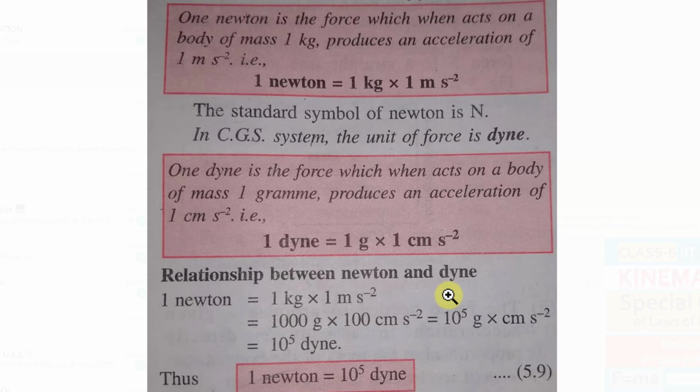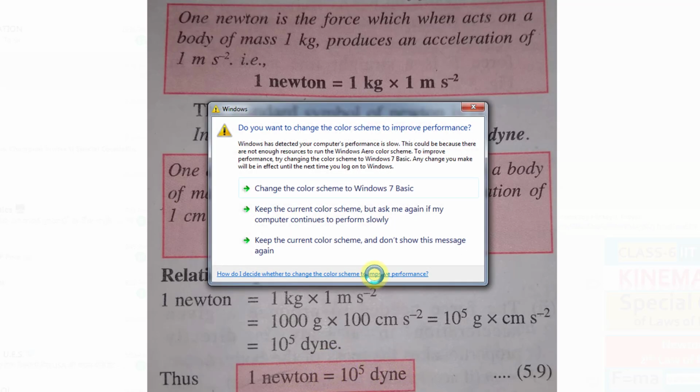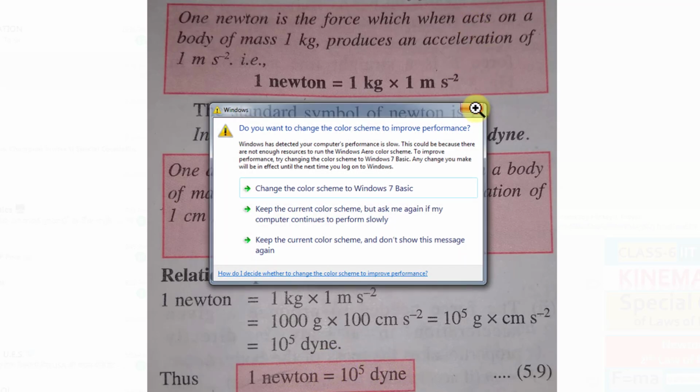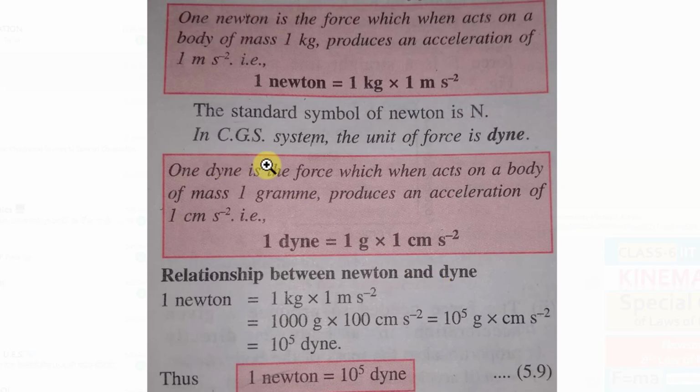Indirectly, you can say the relationship between Newton and dyne, or the relationship between SI unit and CGS unit of force, is what? 1 Newton is equal to 10 to the power 5 dyne. Very important from the numerical point of view, because when you do the numericals, in so many questions you have to convert. Okay, so that time it will be useful. Clear children? Now I think you are very clear.